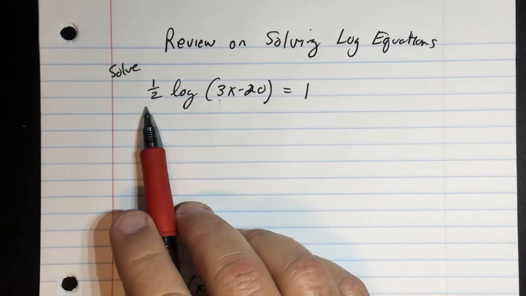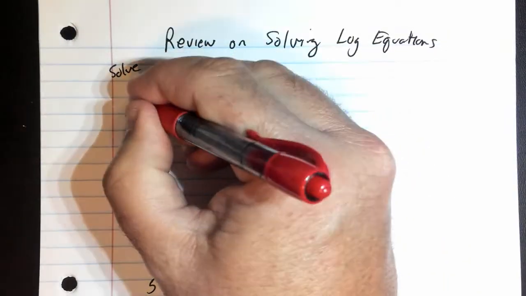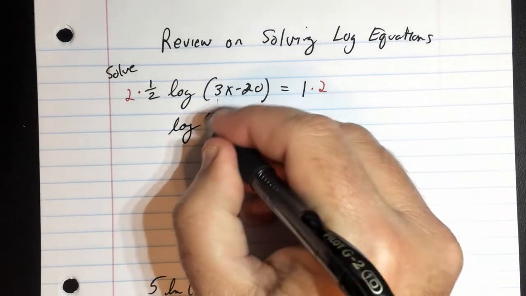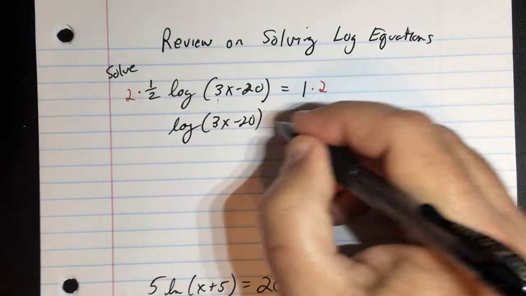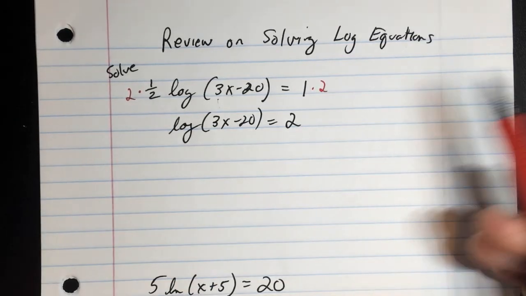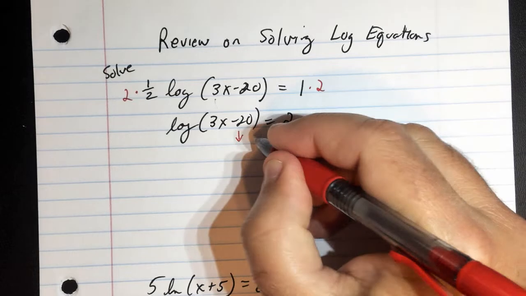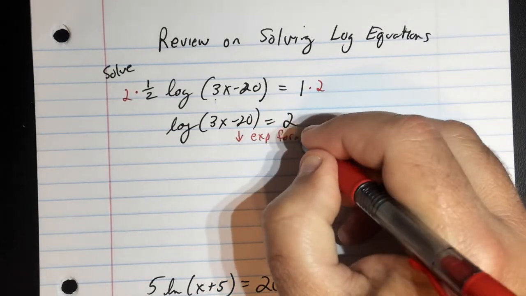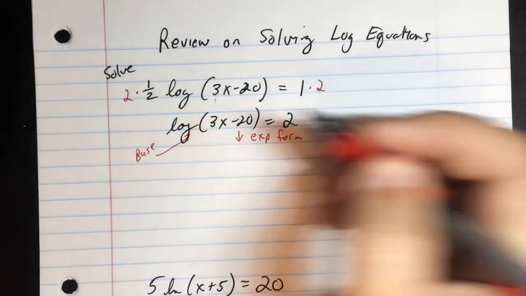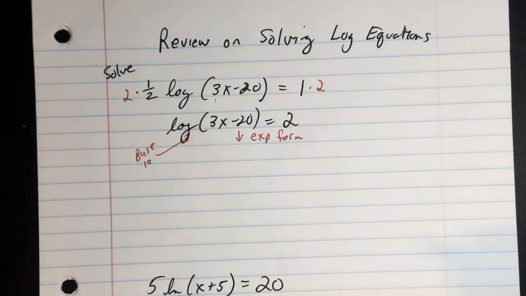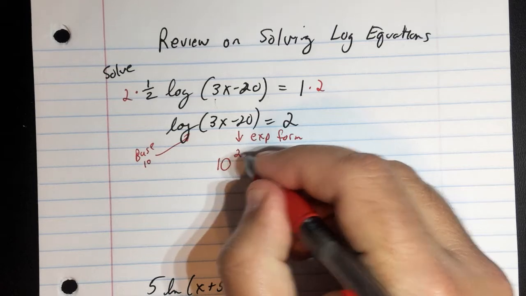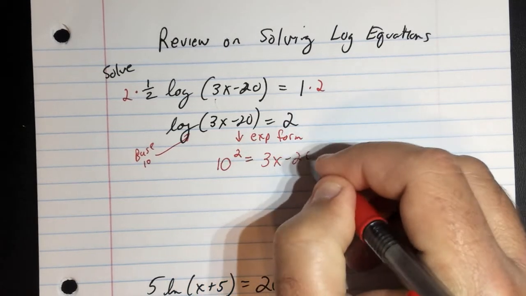So how are we going to do this? Well, we got this 1/2 here, so I got to get rid of the 1/2, so we're going to multiply both sides by 2. That gives me log of 3x minus 20 is equal to 2. Now, because there's not a log on both sides, I can't do anything. So what I have to do is go into exponential form. What base are we talking about? My base here has to be 10, because there's no number there. So this is going to become base 10 to the exponent of 2 is equal to 3x minus 20.